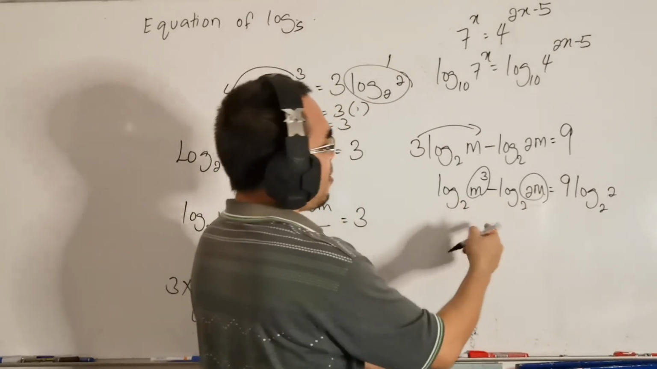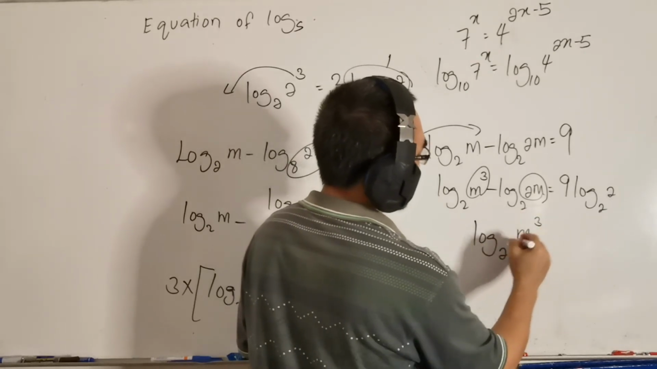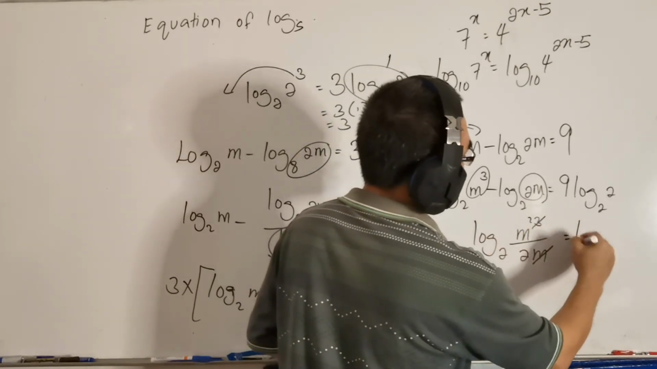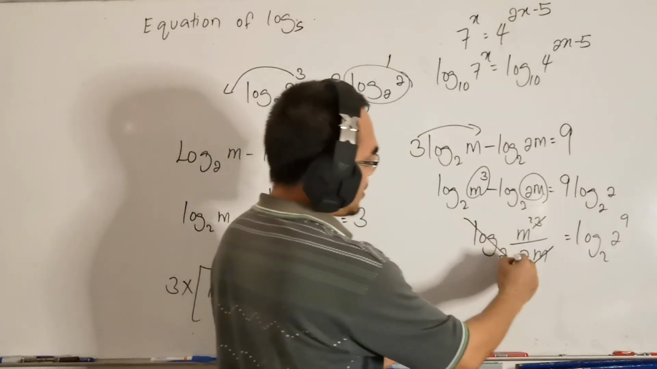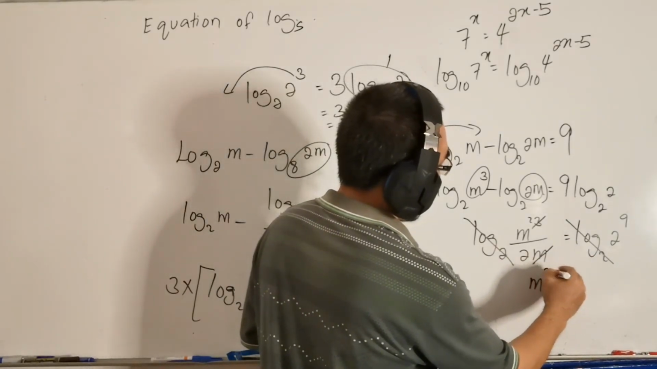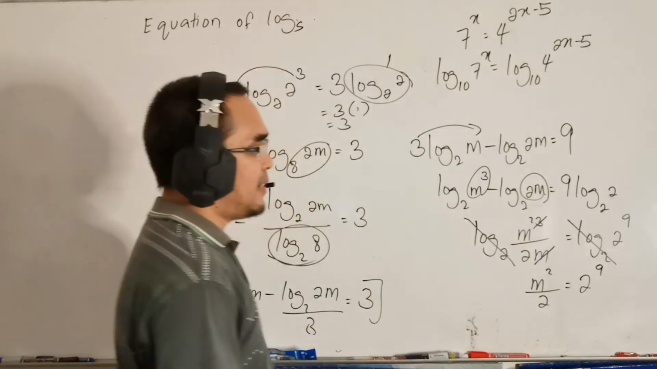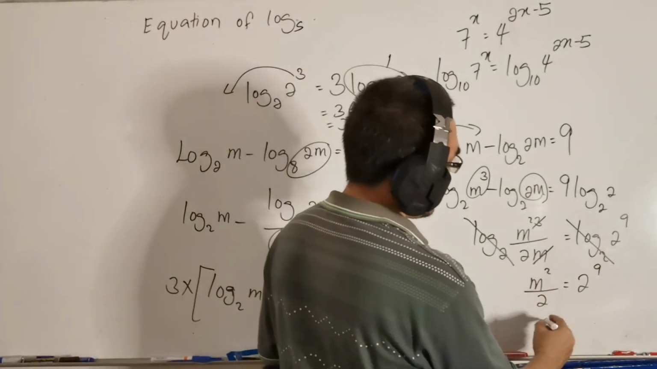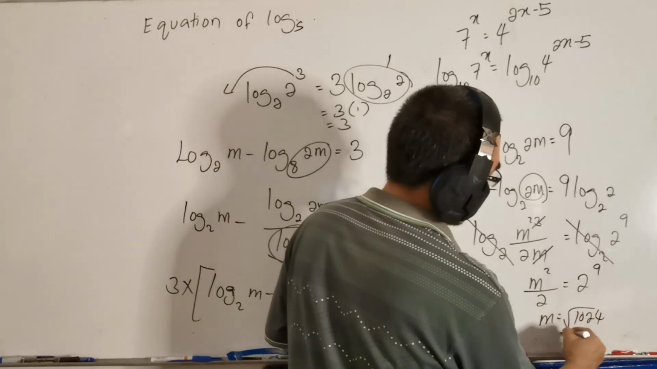So if you simplify on the left side, you have log 2 m power 3 over 2m, where you can cut this also. You have here log 2 to the power of 9. So in this case, you cut log 2 with log 2. What is left is m squared over 2 equals 2 to the power of 9. And after that, similar step, that is 512 times 2. So m will be the square root of 1024, which is 32.